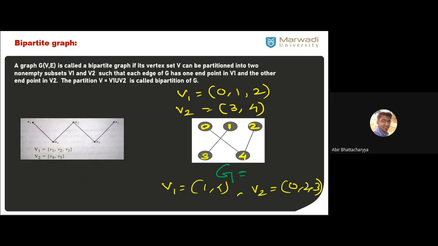Sorry, I didn't get you. Please tell me again, it's not clear. Vertices 1, 3 in the graph and 0, 4 in the graph.